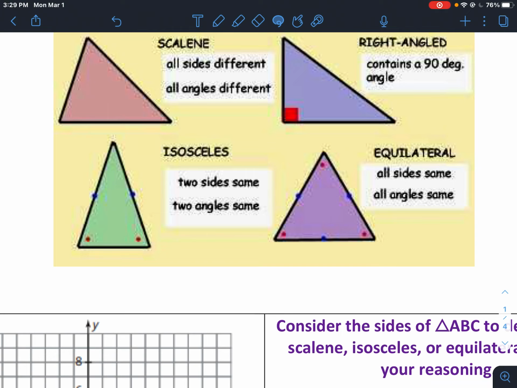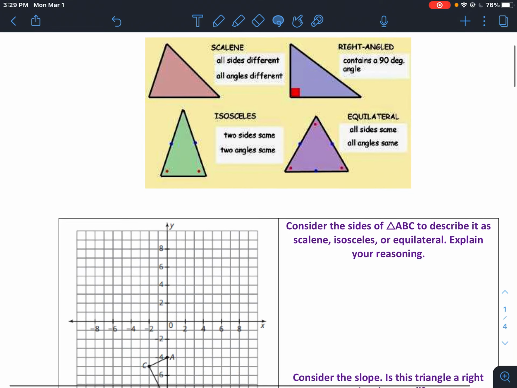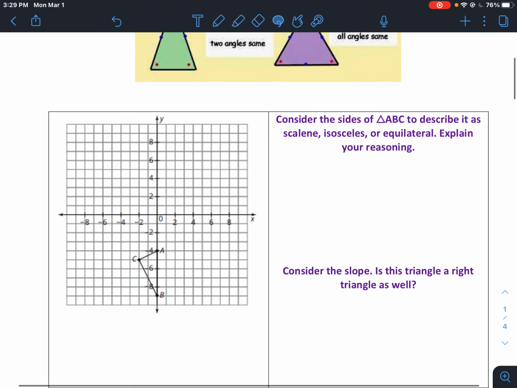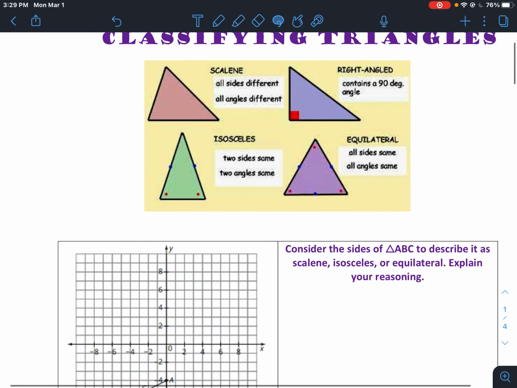And then for equilateral, all of the sides are the same length and all of the angles are going to have the same measurement. So for this first one here, consider the sides of triangle ABC that's shown in the graph here, and describe it either as scalene, isosceles, or equilateral. So we're only looking at three of these triangles. I want to know: all the sides are different, all the angles are different, two sides are the same, two angles the same, all the sides the same.